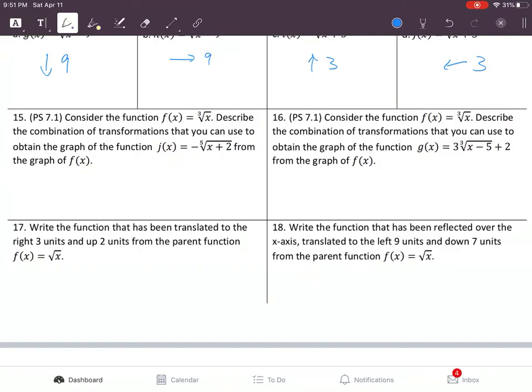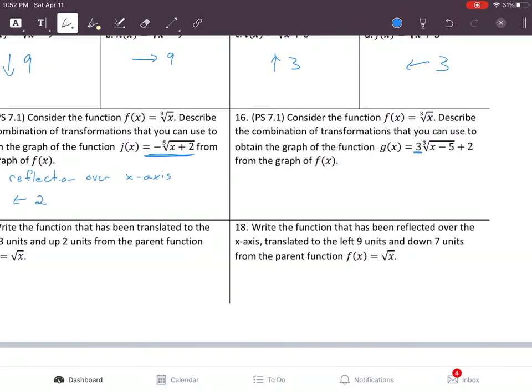Okay, so now we have to figure out what is happening. Can we describe the transformations going on in our function? This is our function we're looking at. The negative sign is going to be a reflection over the x-axis. And the positive 2 is going to go to the left by 2.